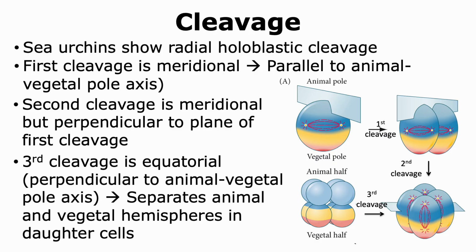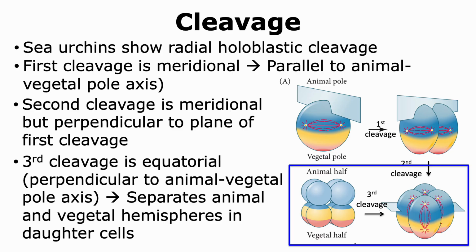Now the third cleavage is a little different. The third cleavage is equatorial. So when we look at the part of the figure in the blue box, the plane of cleavage is perpendicular to the animal vegetal pole axis. And this causes a separation of the animal and vegetal hemispheres in the daughter cells that are formed. And that is what we can see in the figure in the blue box.